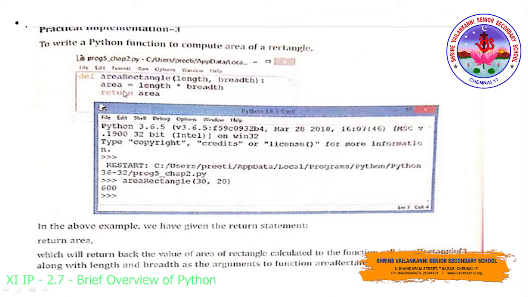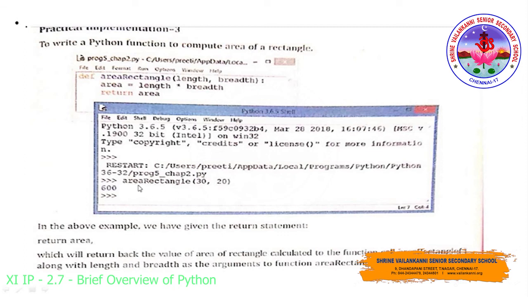Area is the variable again. Here I'm doing a process, length into breadth. The variables which I have given here, the same variables I have to use here. I'm doing the multiplication length into breadth, and I'm assigning it to the area variable. And here I'm returning a value. I have told you 3 important things to keep in mind: function name, then the parameters which you are giving inside, and then the return value. Yes, so here they are returning the area variable. The value assigned to the area variable will be returned here using the return statement.